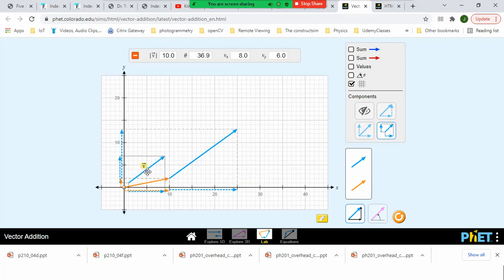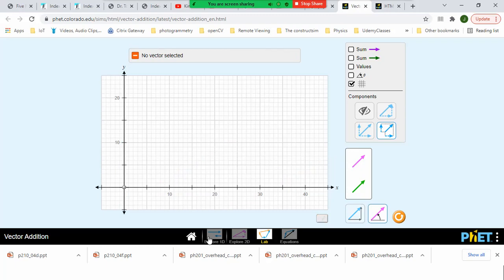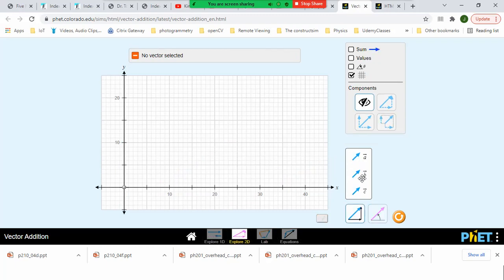Let's say we want to add them together. We'll add this next one right here, and then we can play with it and then find out the angles. This is what I was looking for the whole time. So you guys can play with this right here. There's the 1D Explorer, the 2D Explorer, the equations. Here in 2D Explorer.